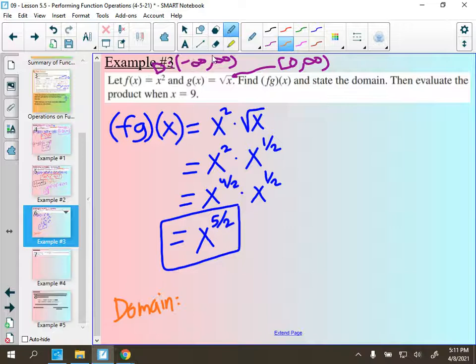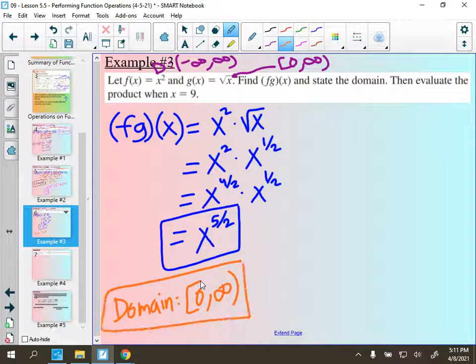Well, this one's unrestricted. That's all real numbers. This one's only 0 and above. So this one's restricted. We want to use this one. My resulting domain should be 0 to infinity. Okay. So that's a new piece for us. Use the most restricted. And then the last part, same as before.